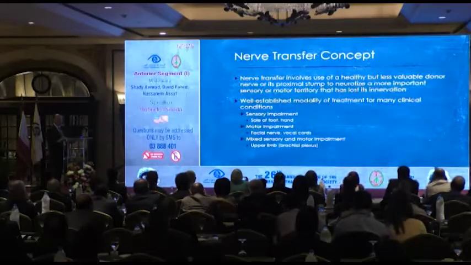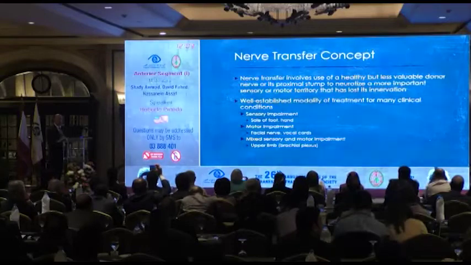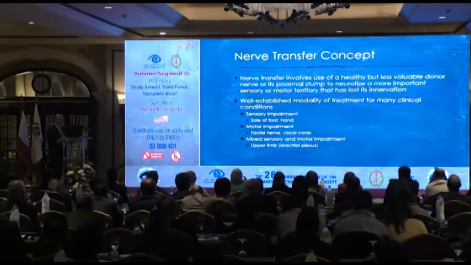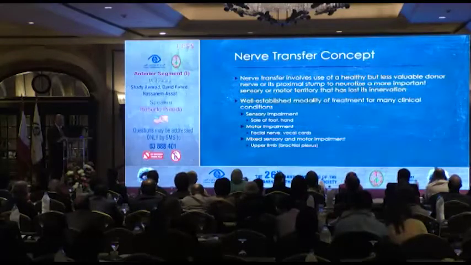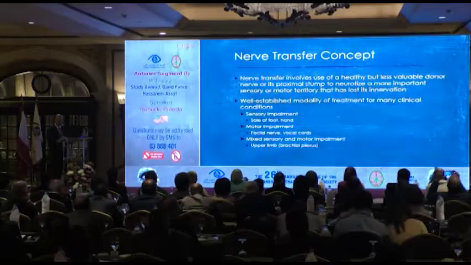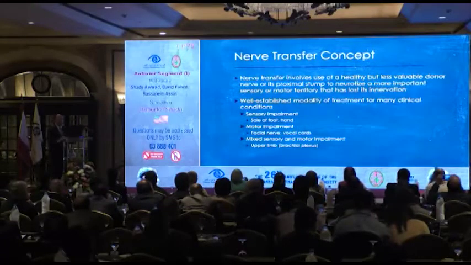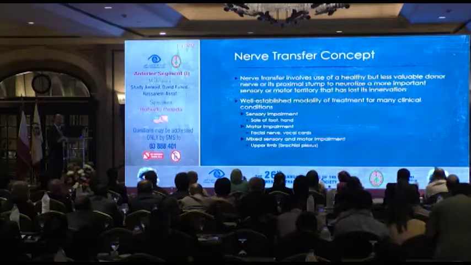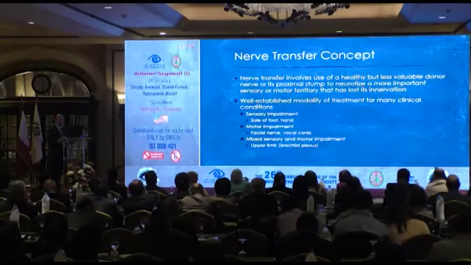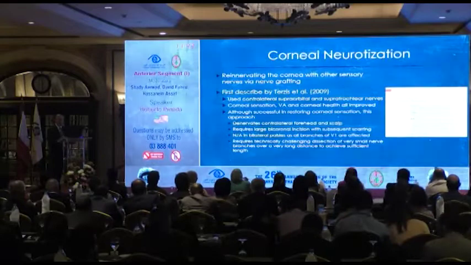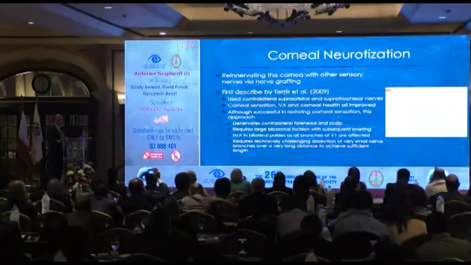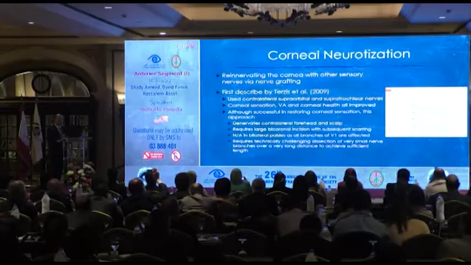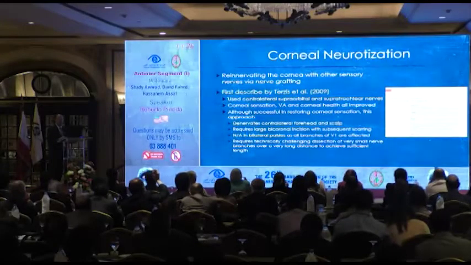So I want to talk a little bit about the nerve transfer concept. This is basically where we're transferring the use of a healthy but less valuable donor nerve to help neurotize a more important sensory or motor territory that's lost its innervation. This is a well-established treatment for many clinical conditions, for sensory, motor, and mixed sensory and motor impairment. So for corneal neurotization, this was a technique first described in 2009 by Terzis.